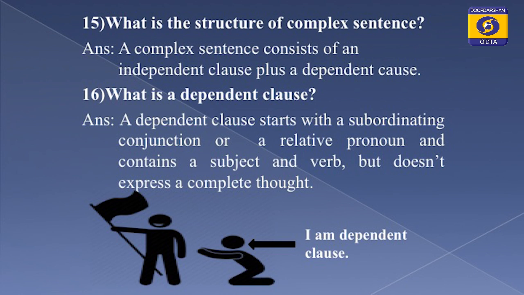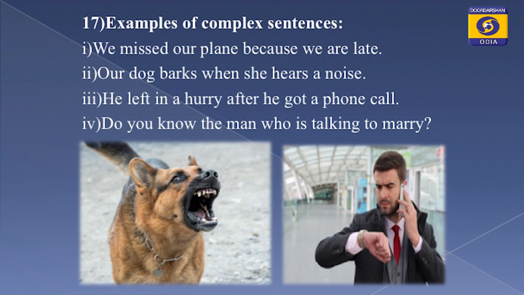A dependent clause starts with a subordinating conjunction or a relative pronoun and contains a subject and a verb, but does not express a complete thought. That means the clause which does not give us complete meaning or complete thought, and depends upon another clause, we can say is a dependent clause, or that dependent clause is called a subordinate clause. Okay? Then please see some examples of complex sentences.